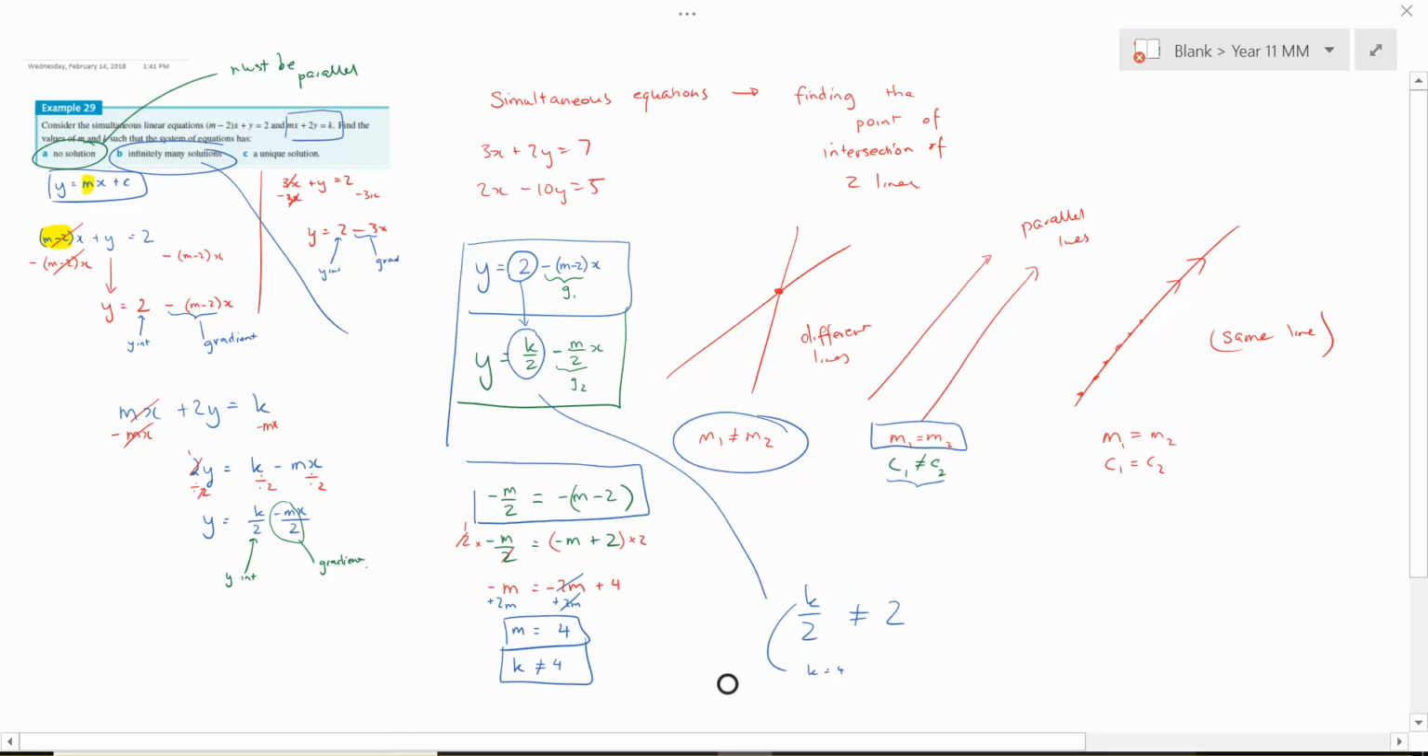something. Now you're just doing it on your memory. Yeah? So the method is you just have to rearrange the equation.